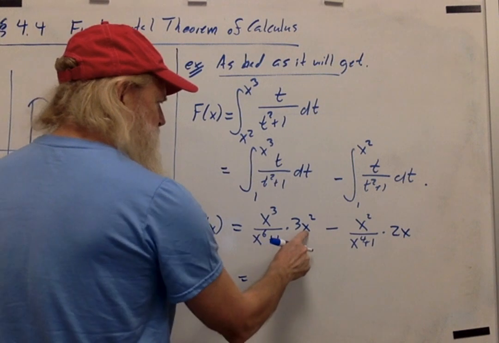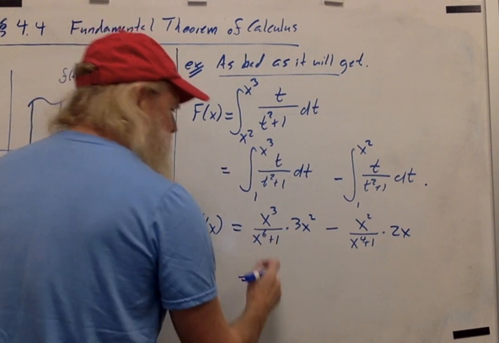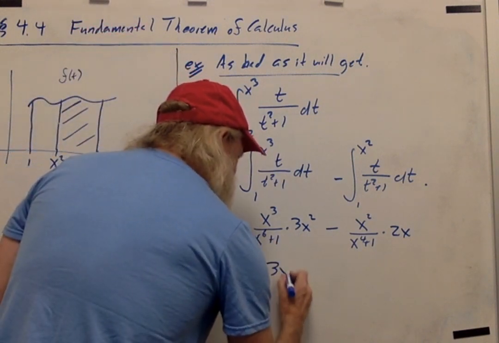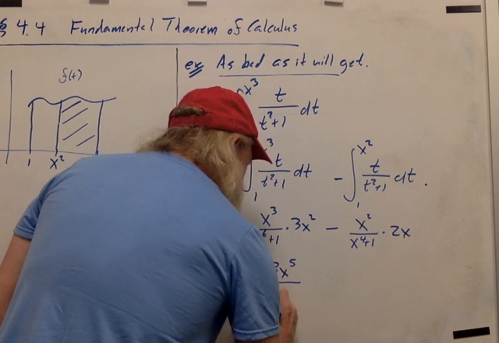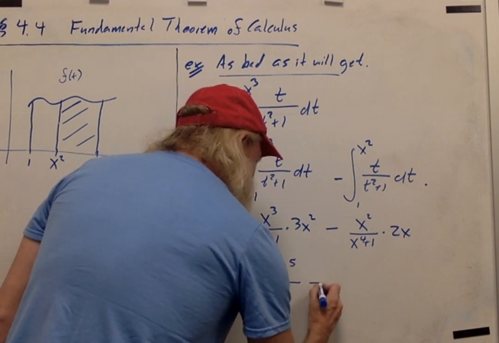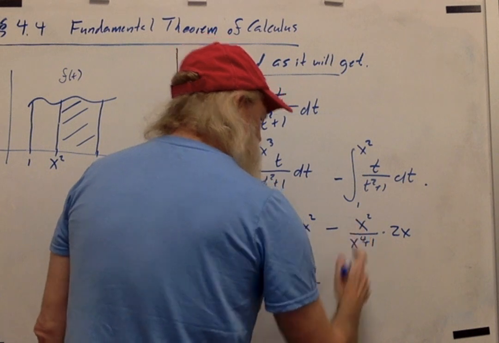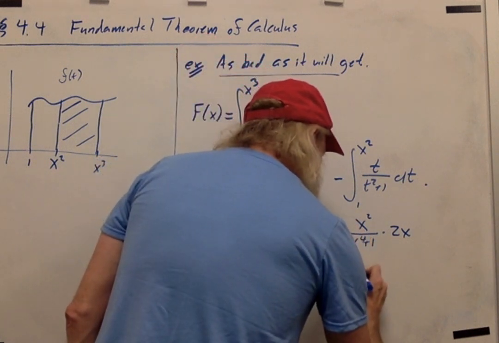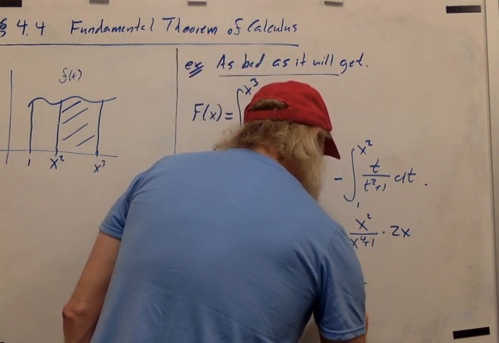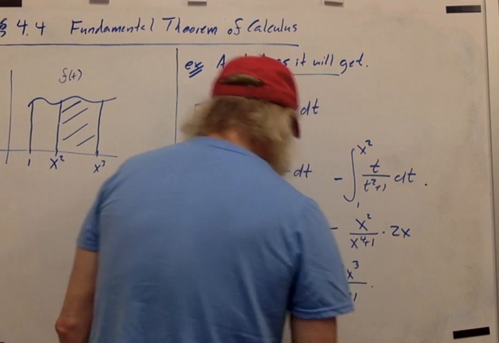So simplifying just a little bit, I'll multiply the 3x squared into the numerator to get 3x to the 5th over x to the 6th plus 1 minus 2x cubed over x to the 4th plus 1. And that's my derivative.